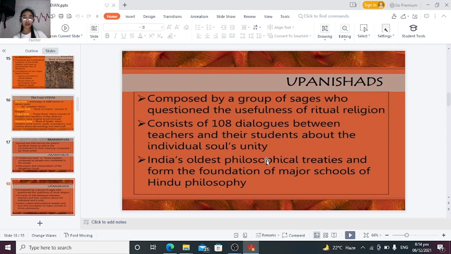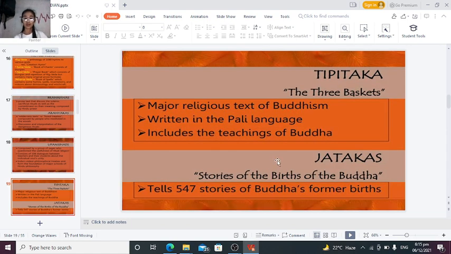Another part of prose is the Sutras, where I did not include, around 500 to 200 BC. Extremely concise or often unintelligible treatise concerning rituals. We have also here the Tipitaka or the Three Baskets, major religious text of Buddhism, and written in the Pali language and includes the teachings of Buddha.